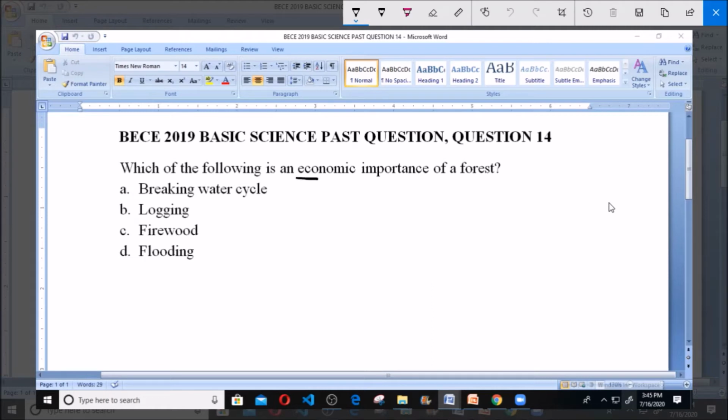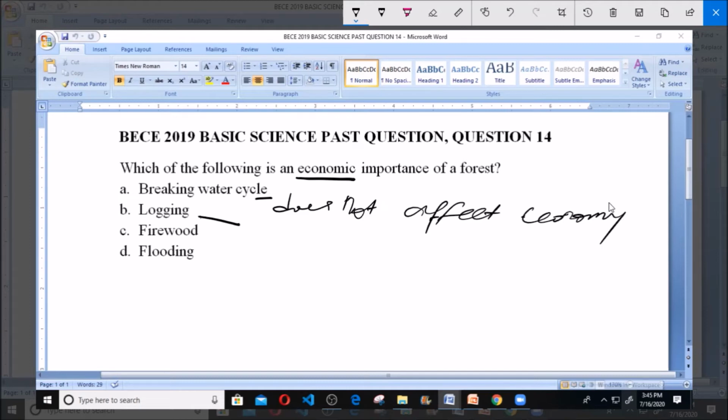They say the economic importance. Now that's the importance of the forest to our economy. Now A says breaking of water cycle. This does not affect our economy at all. Breaking of water cycle does not affect economy.